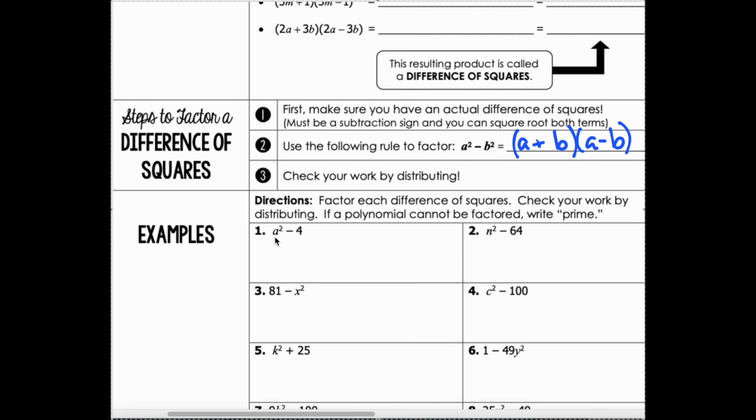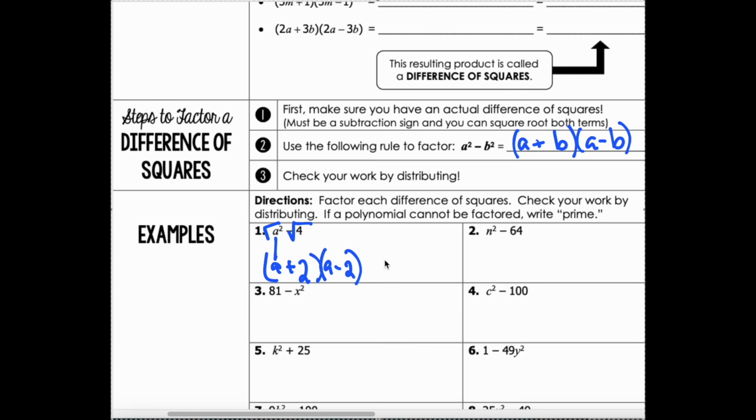So let's take a look at this one. Remember, we want to find the square root of both of these. So I'm going to just go ahead and add that. What's the square root of a squared? Well, we're left with just a. So I'm going to put a in both of those places. And then what's the square root of 4? Well, we have 2. And then we're going to make one positive and one negative.